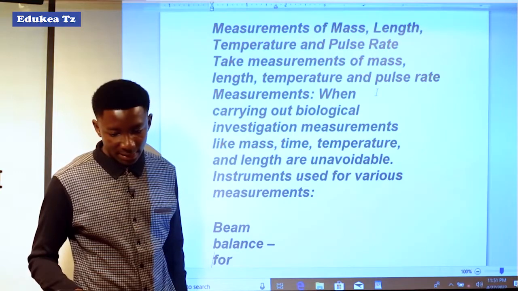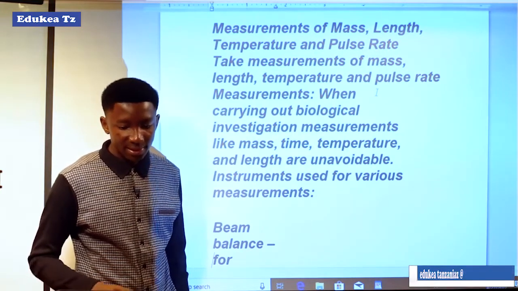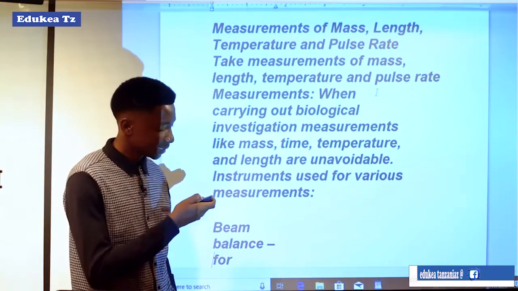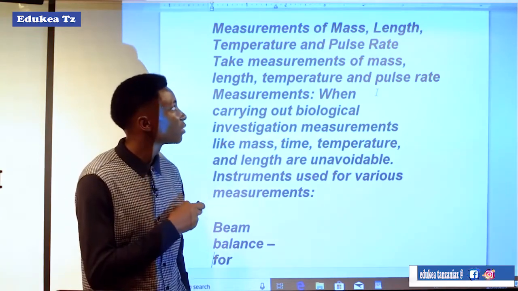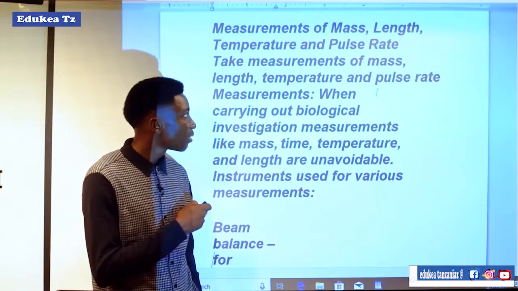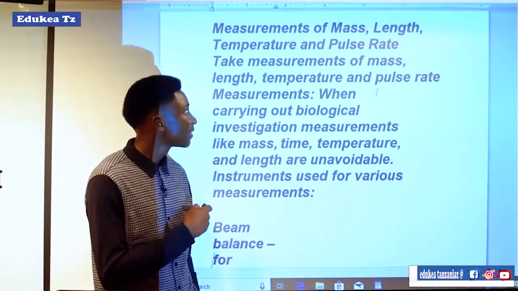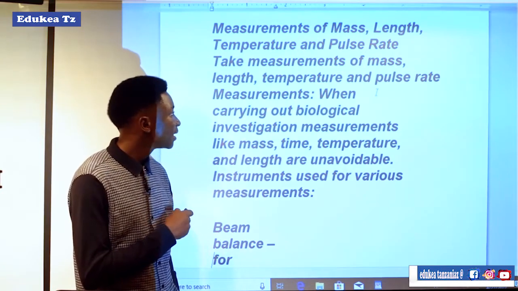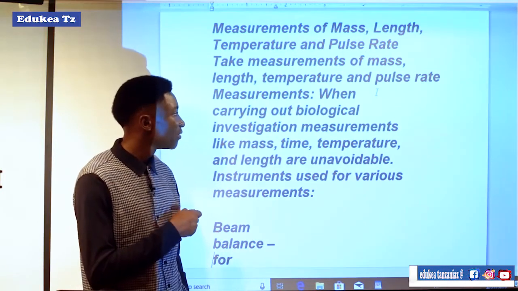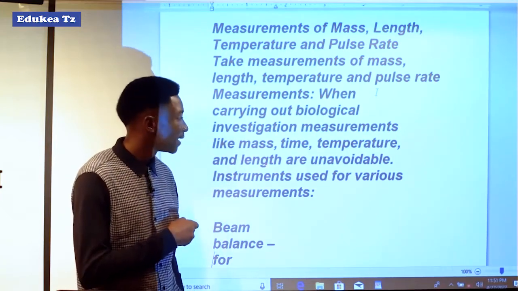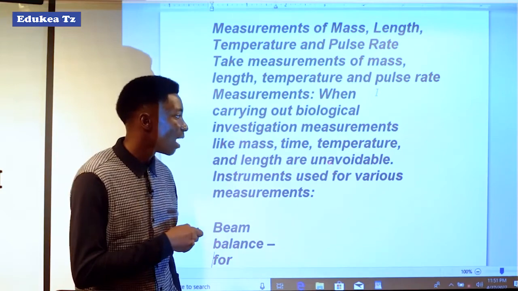Measurement of mass, length, temperature, and pulse rate. Now we are going to see the measurement of mass, length, temperature, and pulse rate. When carrying out biological investigation, measurements like mass, time, temperature, and length are unavoidable.